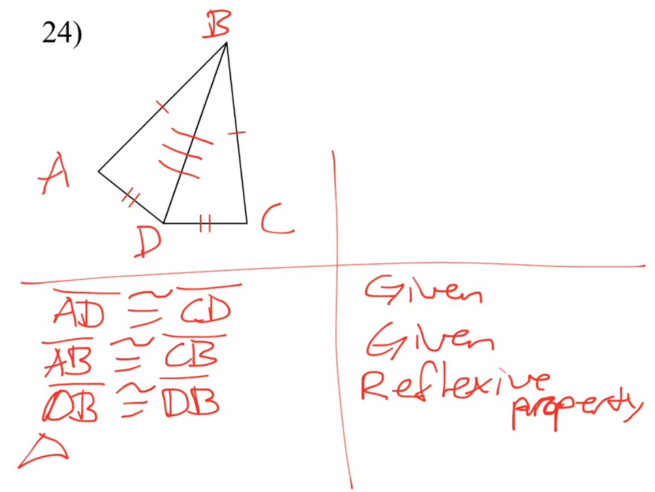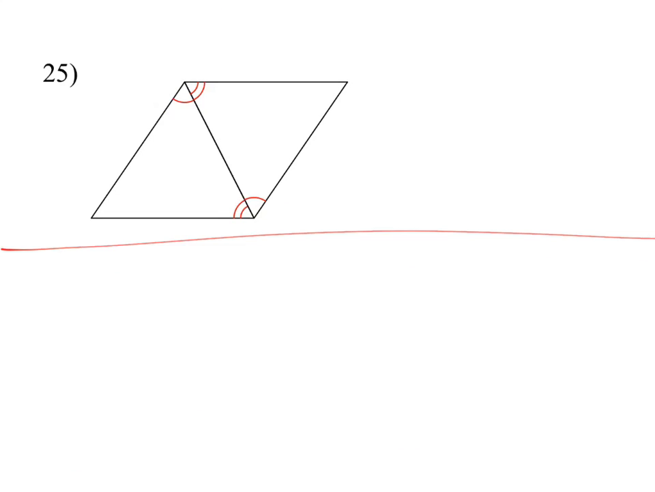And now I know both these triangles are congruent because they have side, side, side for both. Triangle ABD is congruent to triangle CBD by side, side, side. There are a few left here.